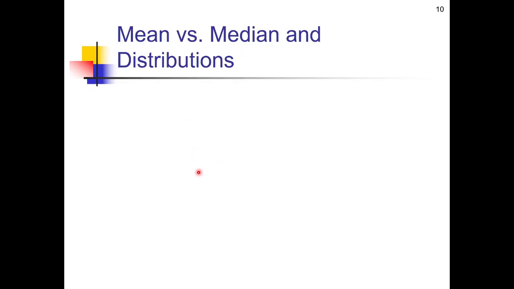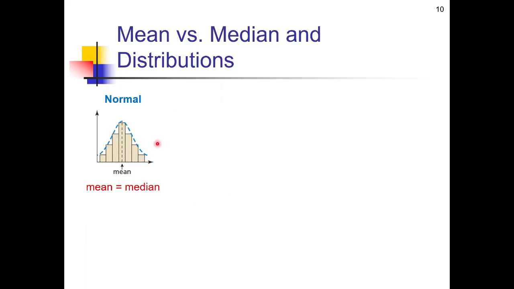Everything that we've been doing in this lesson assumes that we have a normal distribution. So here's a look at that again. It's that nice bell-shaped curve. And an important point to note here is that in a perfect normal distribution, the mean and the median will equal each other. That's what gives it this symmetry.